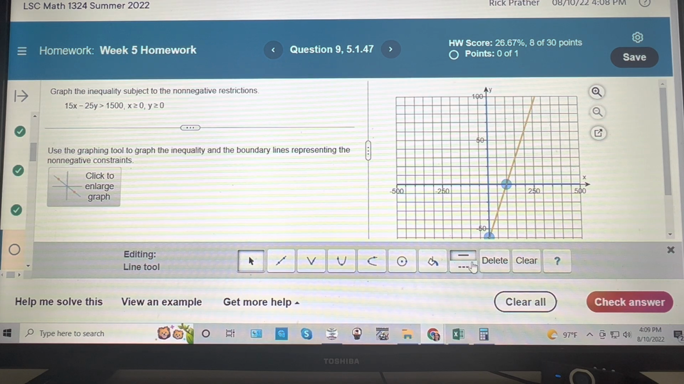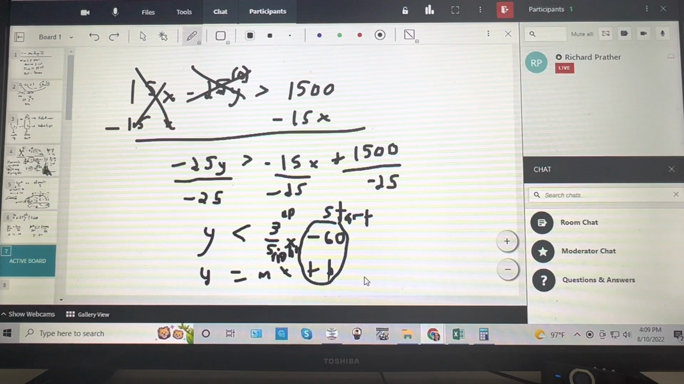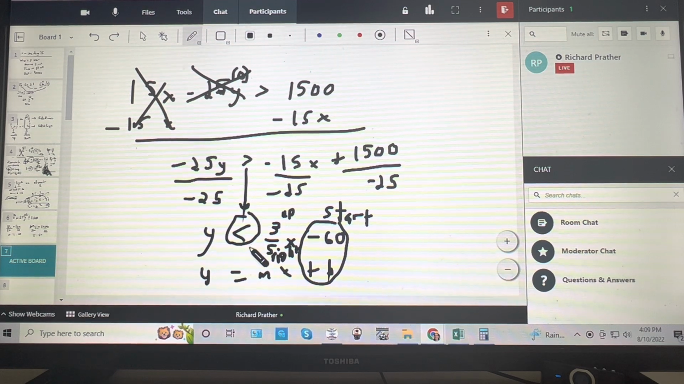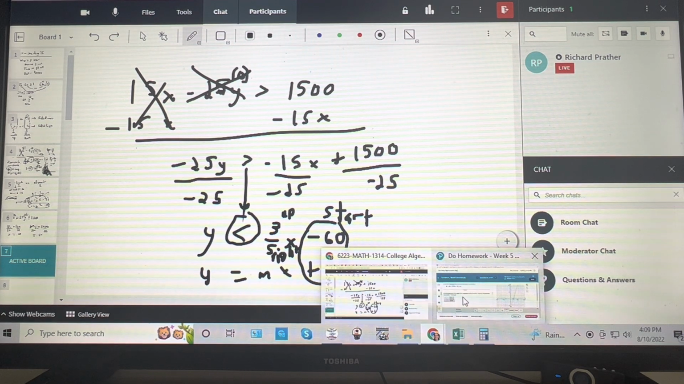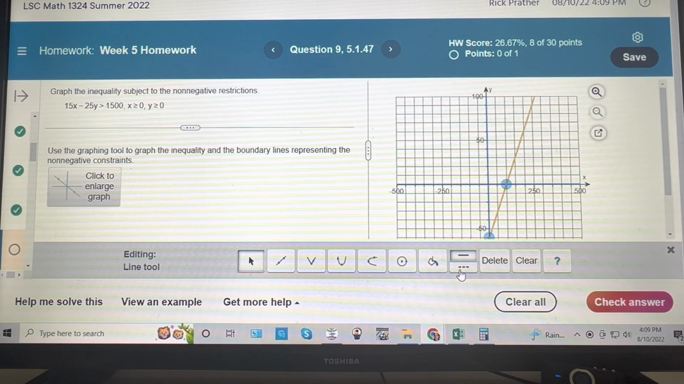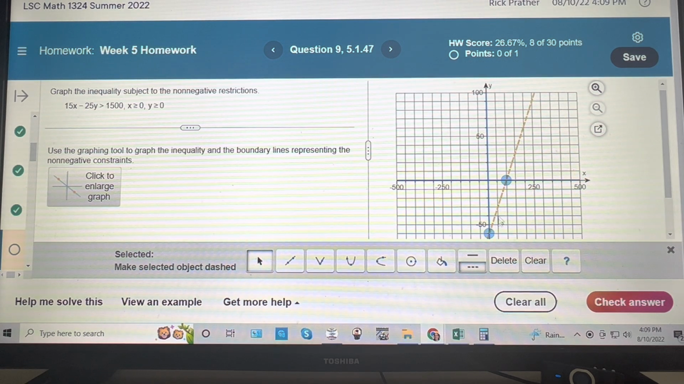And then the... whoops, not there. The inequality switched to less than when I divided by a negative. So then you're shading down. It should be a dotted line and shaded down. So I do need to change that to a dotted line too. Dotted line shaded down. But you're going to stay in the first quadrant.